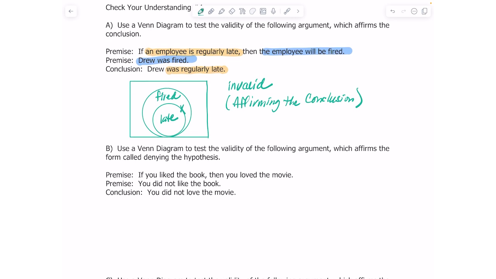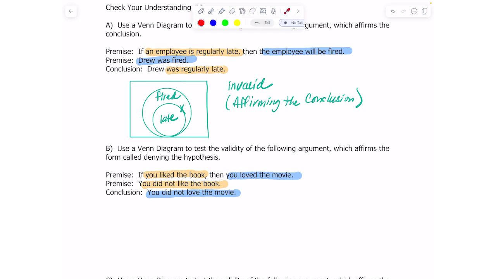Okay. If you liked the book, then you loved the movie. You did not like the book, so therefore you did not love the movie. Okay, so let's again take a look here at the structure before we make our Venn diagram. Okay, so here's P, you like the book, and then here's not P, so you did not like the book, right? So this is what we call the negation of P. And then here you have you loved the movie, and then here's the negation of that. You did not love the movie.